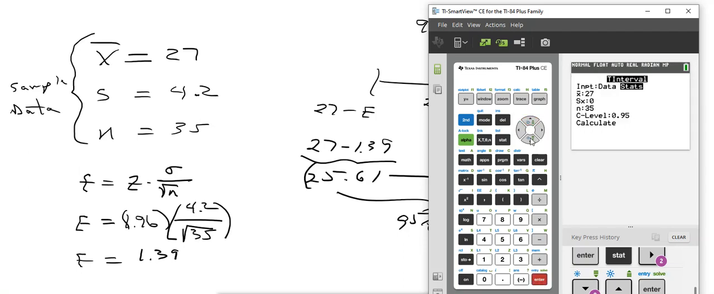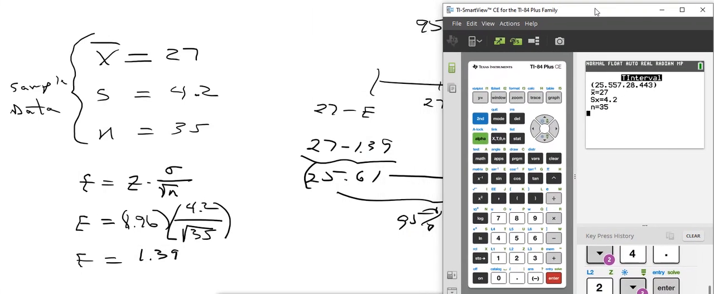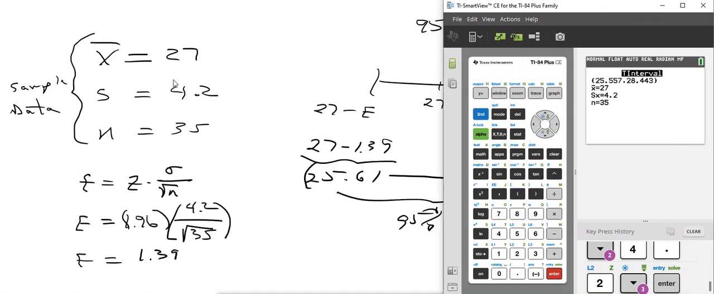Enter. My mean's 27, standard deviation 4.2, 35, 95%, calculate. And you'll see, remember it was 25.609. Now I got 25.557. So it's almost exact. It's off just slightly. The other end's off slightly, right? So what happened there? Well, not a big deal, but remember that the Z and the T distribution are pretty identical once the sample size gets large. Now, we have 35 for a sample size, and it's pretty darn close.